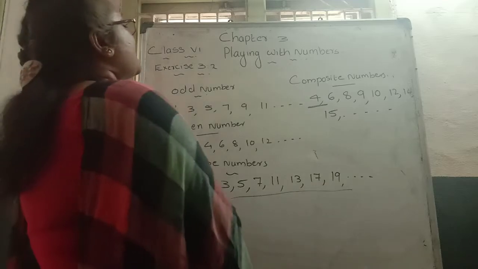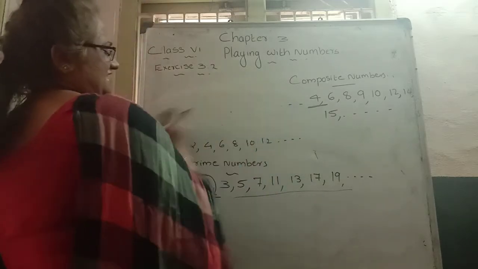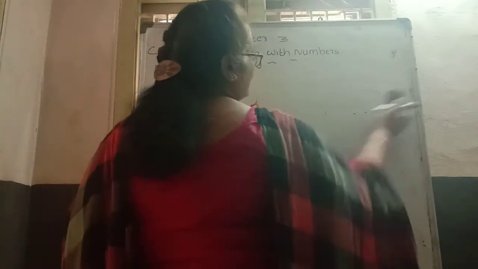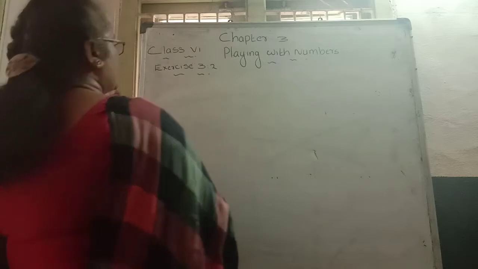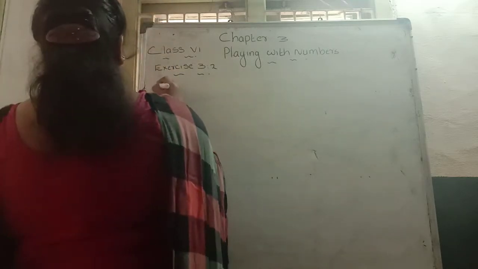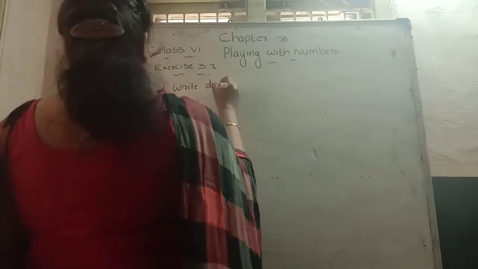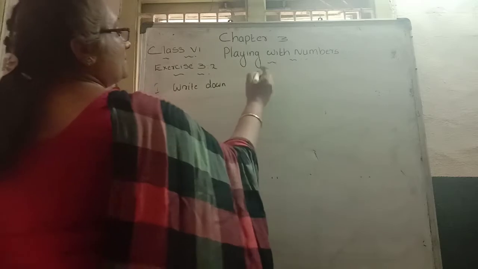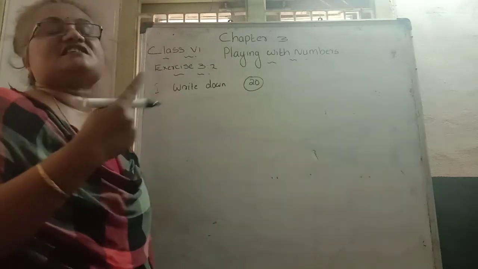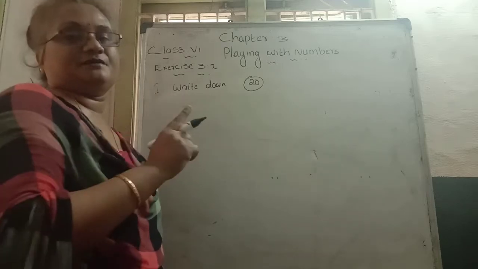Then we go through exercise 3.2. Some questions, small exercise only. Those questions we can discuss. So in exercise 3.2, it tells about write down. First part, they write down separately the composite and the prime numbers between 20.